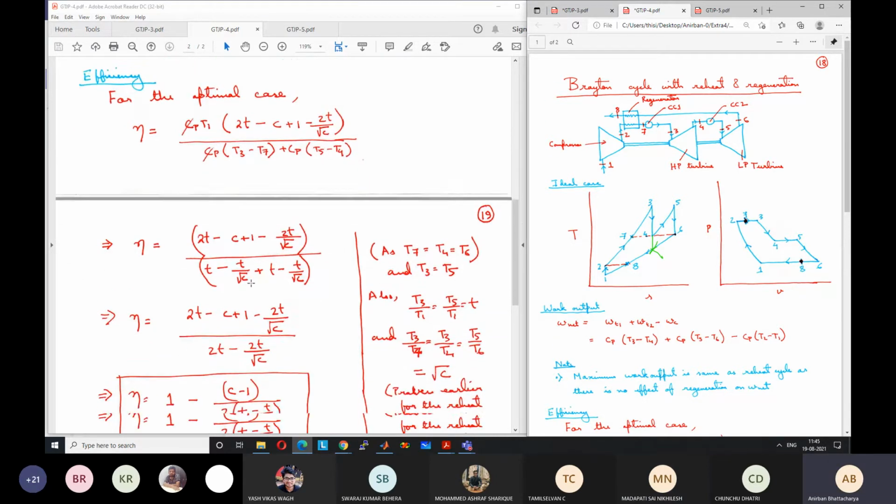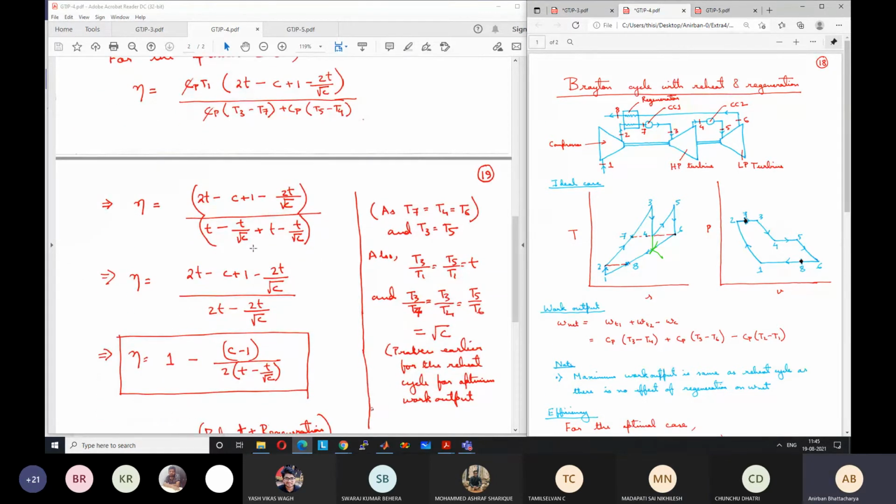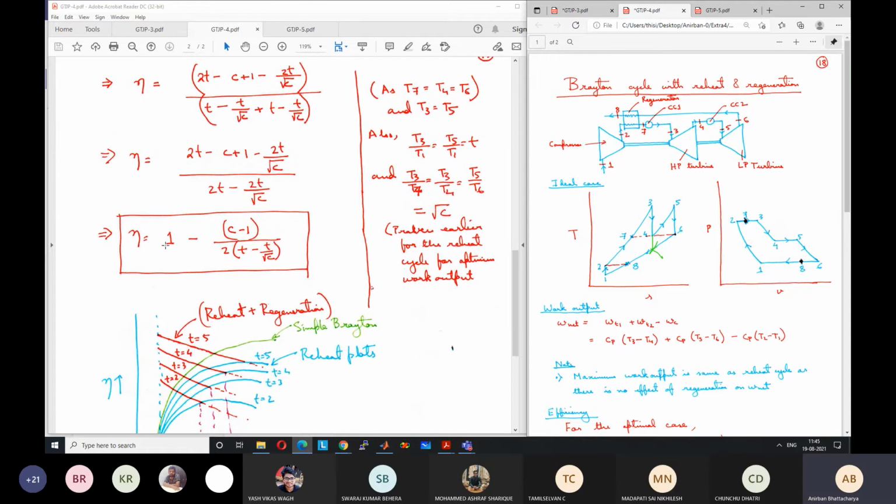So now we can rearrange the terms. Anyway, this expression would have been fine because we can just plot based on this expression also, but we can rearrange because we see that T minus T by root C is there twice. So after rearrangement we can write the expression as eta is equal to 1 minus (C minus 1) by 2 (T minus T by root C). Again, don't memorize these things. It is just for plotting that we are writing it like this.